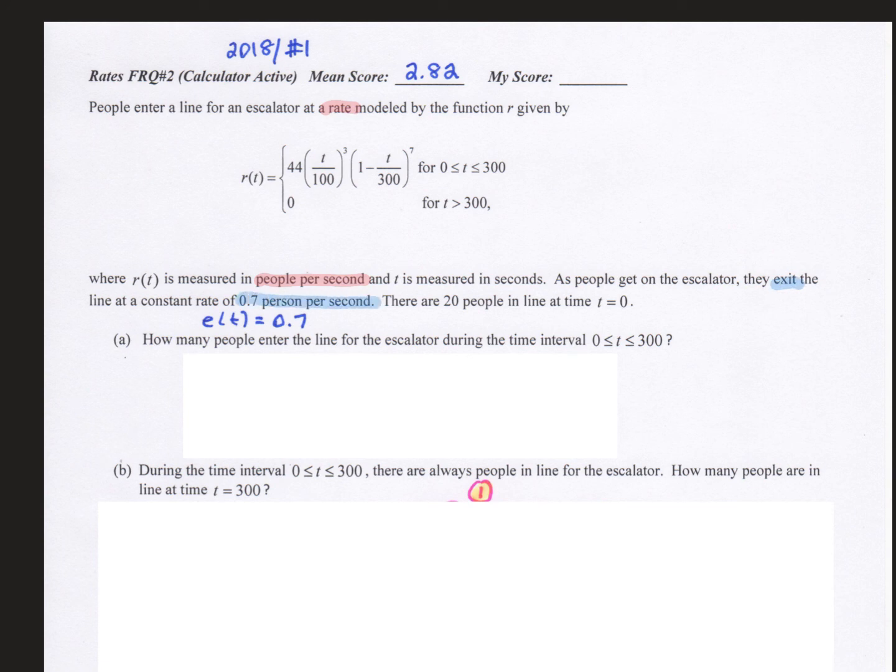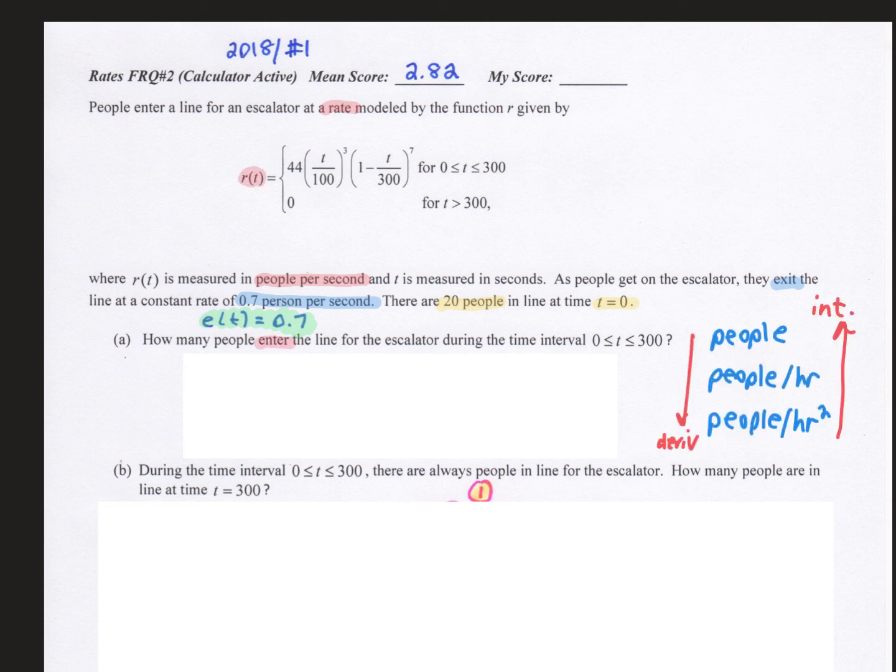They didn't explicitly define a function, so what I like to do is define my own function as that constant function, which is 0.7. It also tells me there's 20 people to begin with at t equals 0. Part A says how many people enter the line for the escalator on the time interval from 0 to 300. This is concerned with just the number of people entering the line, so I'm just concerned with R of t on this one.